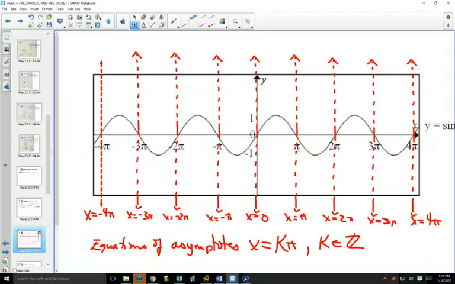So the next thing we're going to do is points. Now, we talked about it earlier. Key points are maximums and minimums. What is the value at this maximum? 1. And what's going to happen to that when you do the reciprocal? It stays the same. So all of our values that are maximums stay the same. What about our minimums? The value at our minimum is negative 1. It stays the same.